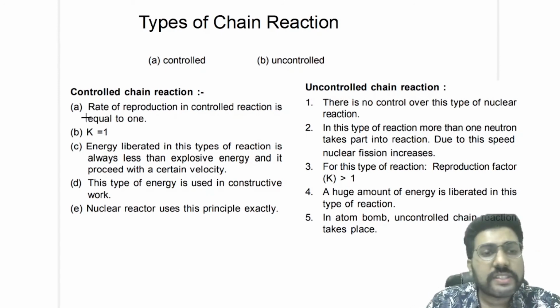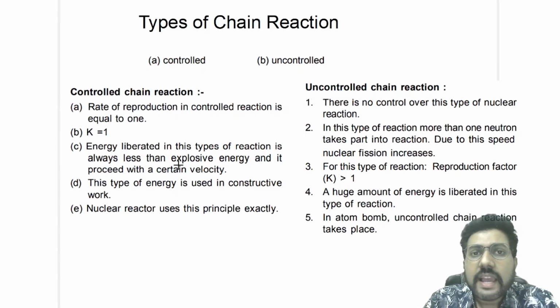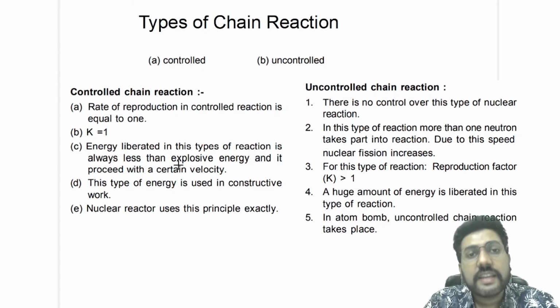So in a controlled chain reaction, the rate of reproduction is controlled and it is equal to 1. Energy liberated in this type of reaction is always less than the explosive energy and it proceeds with a certain velocity. So the reaction is taking place at a certain rate, and the energy that you're getting is not explosive. You can utilize that energy. It can be utilized for constructing work. It can be utilized for generating power. The nuclear reactors that we study are based on the controlled chain reaction only.